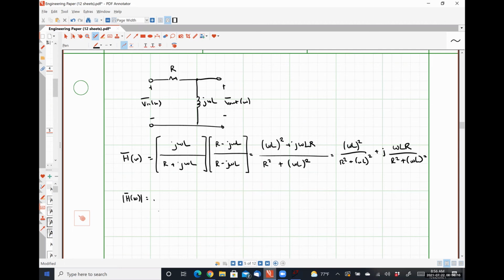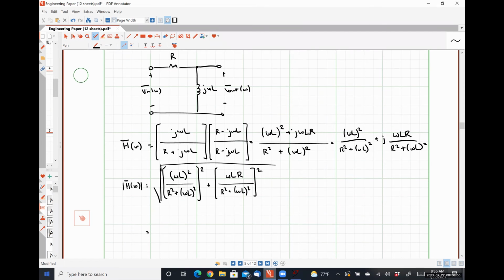Our magnitude response is then the real part, so (omega L) quantity squared divided by R squared plus (omega L) quantity squared. And we do our imaginary part, which is omega L R over R squared plus (omega L) squared, square the whole thing, square root.